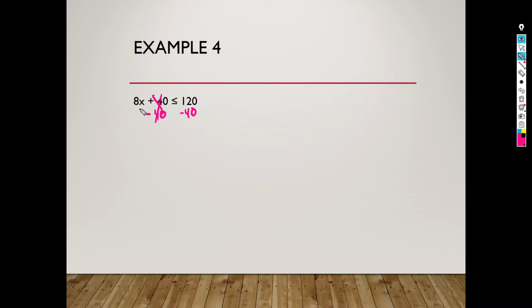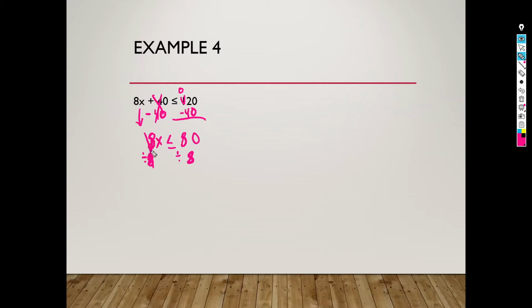This gives us 0. We just bring that down. So I get 8x is less than or equal to, that's going to give me what? 0, borrow, 0, 1, 12 minus 4 is 8. So 80, but now I have multiplication. So now I just have to do one step. And since that's multiplying, I'm going to divide, because that's the opposite. So I divide both sides by my 8.